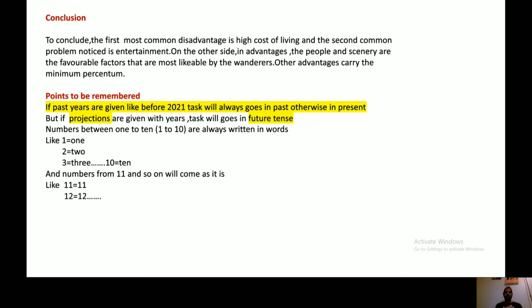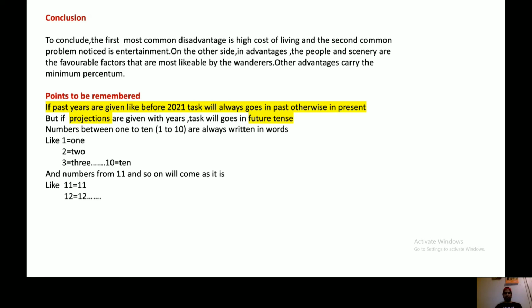So we have to tell about the advantage part on the other side, because advantage is the opposite of the disadvantage. In advantages, the people and the scenery are the favorable factors that are the most likable by the wanderers. I have already used visitors, travelers, and tourists, so this is the time to use wanderers, because it is a synonym of traveler. It's time to do some variation, so that's why I use wanderer over here.